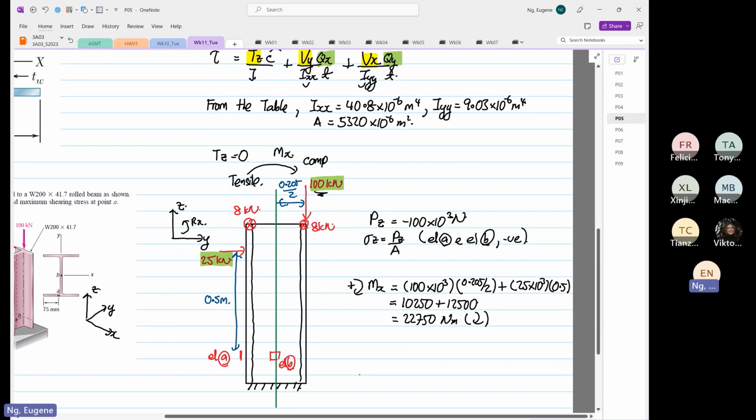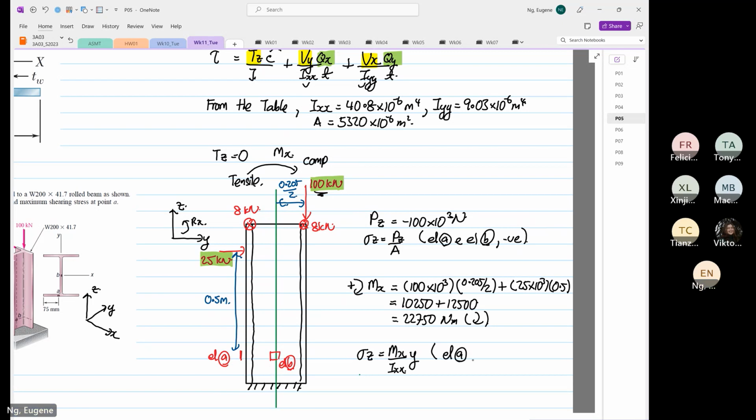So we know that if we are going to look at the stress in Z, which is equal to Mx over Ixx multiplied by y, right? We know that element A is going to be under tensile, positive. And we also know that element B is equal to 0 because it's at the, where? It's at the centroid, right? So we can get all this information out.